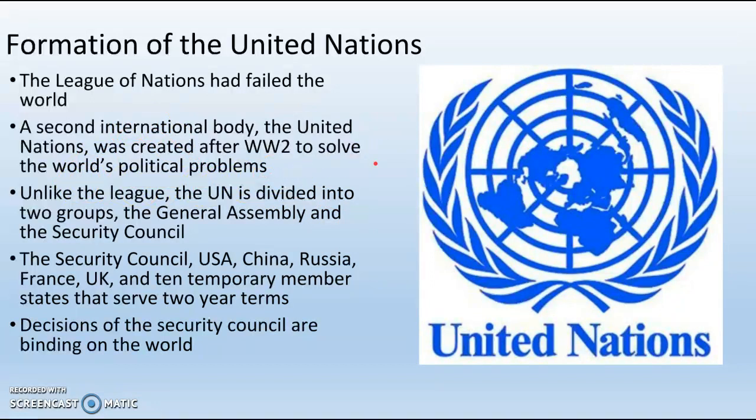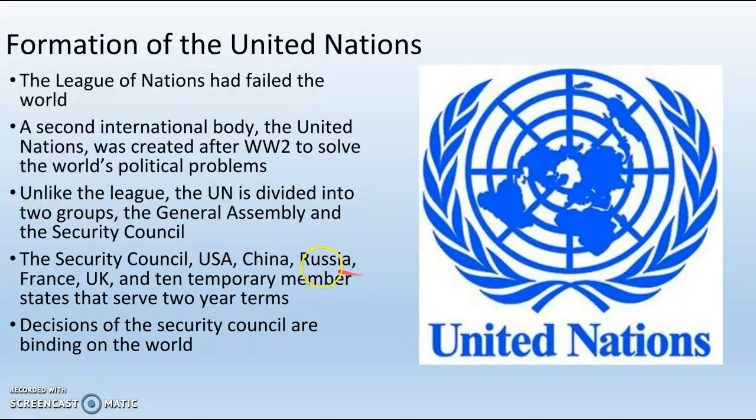Now, unlike the League of Nations, the United Nations is divided into two groups, the General Assembly and the Security Council. The General Assembly is everybody. Every country has a seat there. The Security Council is only the winners of World War II, along with 10 temporary members that serve 2-year terms. So the Security Council is made up of the US, China, Russia, France, UK, so the winners, and then 10 temporary members. Decisions of the Security Council are binding on the world.